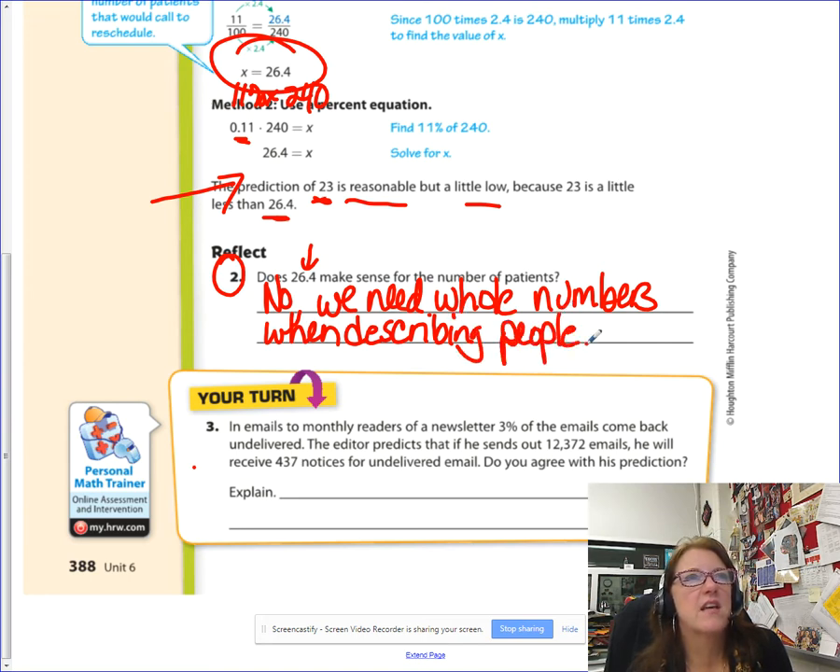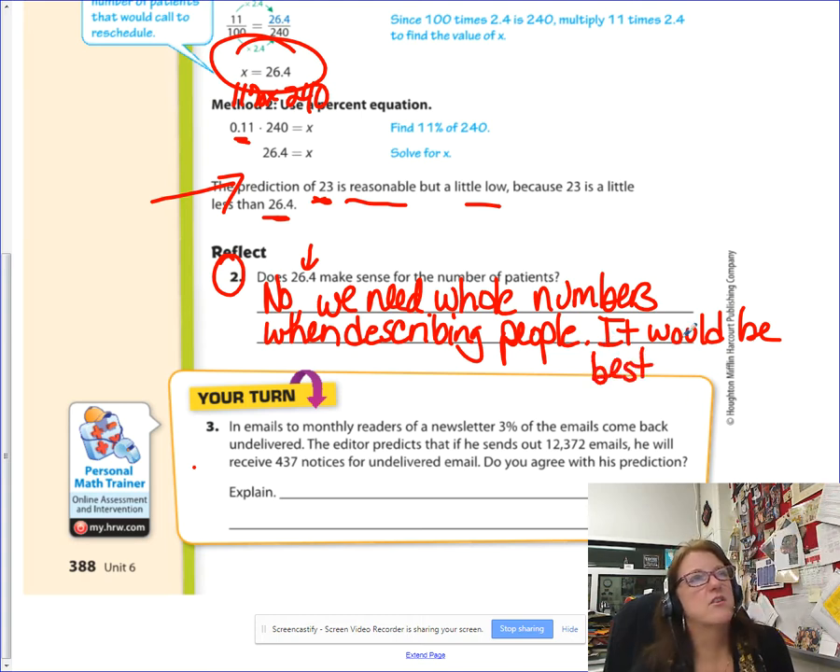So in this case, I would say it would be best to round your number, and round it the way it's suggesting. If it's 26 4/10, that 4/10, we should round that then down to 26. Okay? That would be smarter.